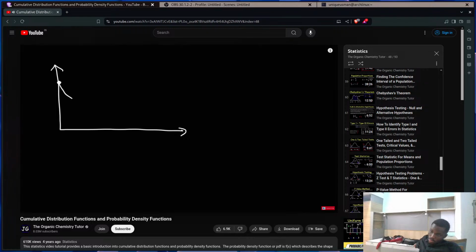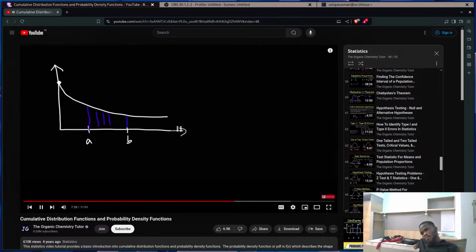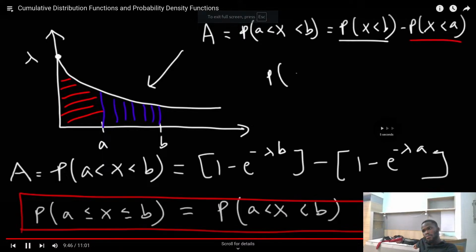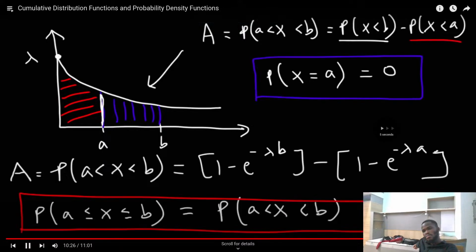Now, let's say we still have an exponential distribution, but we want to calculate the area between a and b. So we want to find the probability that x is between a and b. So this is the probability that x is a single value.